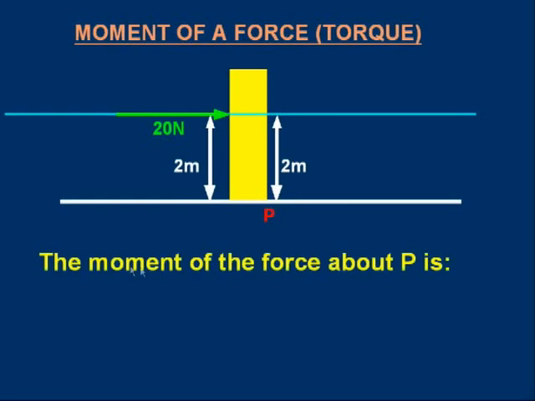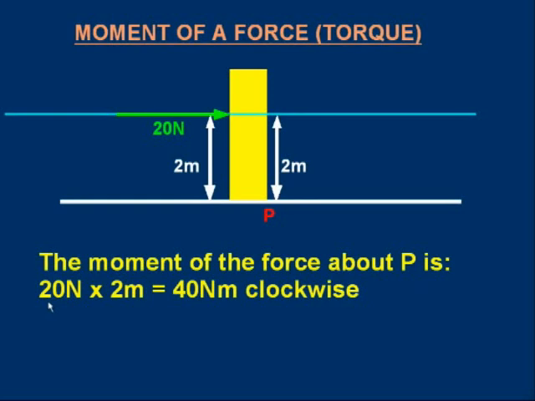Now the moment of the force about P is, take the force 20 Newton and multiply by these 2 meters. That's the distance from the point P to the line of action, and this is the perpendicular distance. We don't take the distance from P to the point of application. No. From P, we take the perpendicular distance to the line of action, and that's the shortest distance from P to the line of action of the force so applied.